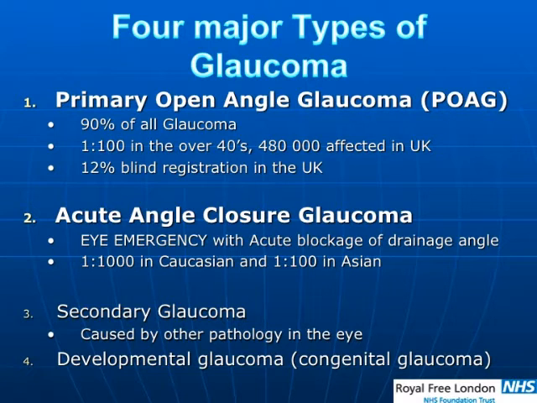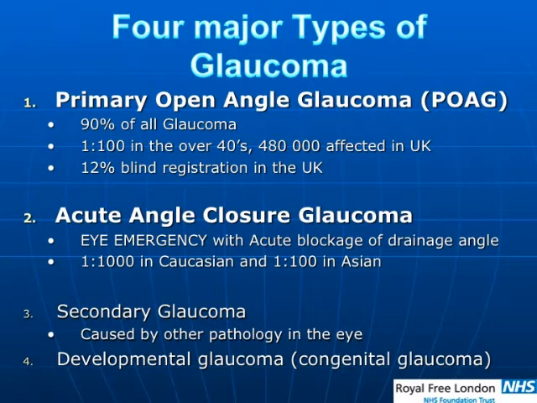To make everything more complicated, there are different types of glaucoma. There are 4 major types. We will not go into all 4, but I will cover 2. The most important one is primary open-angle glaucoma. This is 90% of all glaucoma disease. 1 in 100 over 40 is affected. That means 480,000 people in the UK. It accounts for 12% of all blind registration in the UK.